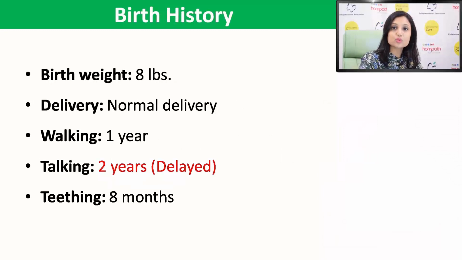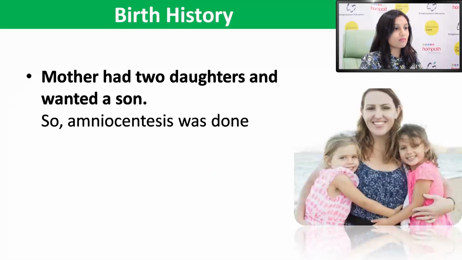His birth weight was 8 pounds. It was a normal delivery. Although he started walking on time at 12 months of age, his talking was delayed. He began speaking only after 2 years of age. He was teething by 8 months. Another important fact in the birth history was that the mother had 2 daughters and wanted a son, so an amniocentesis was done to check whether the child was a boy or a girl.